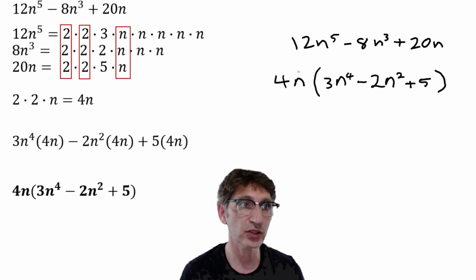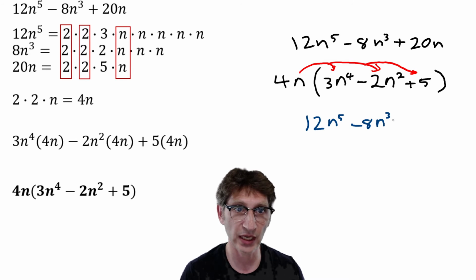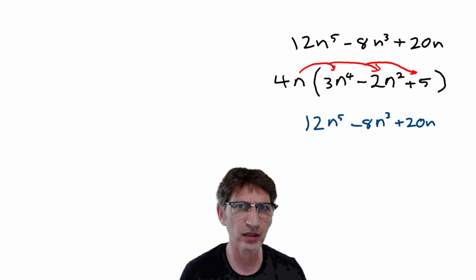Once again, we can distribute to see if this works. We take the 4n, multiply it by each of these terms, check it out, see if we get back to where we started. 4 times 3 is 12, n times n to the fourth is n to the fifth, 4 times negative 2 is negative 8, and I've got the n times n squared, which is n to the third, and 4n times 5 is 20n. Hey, that worked out really well also. Let's take a look at another example, and maybe if you follow along carefully, I'll do even a bonus example at the end. We'll see how it goes.